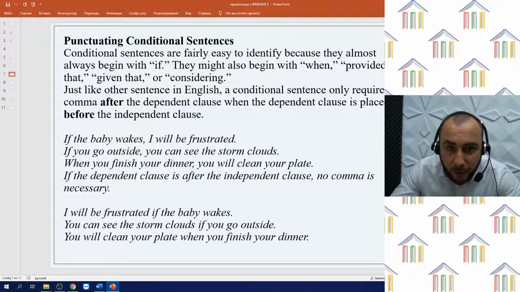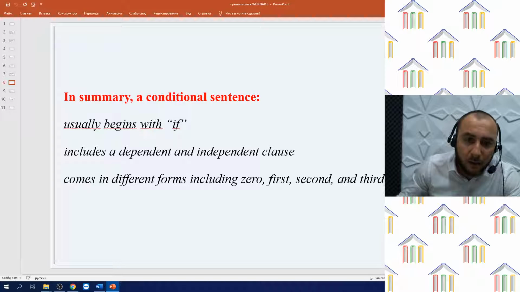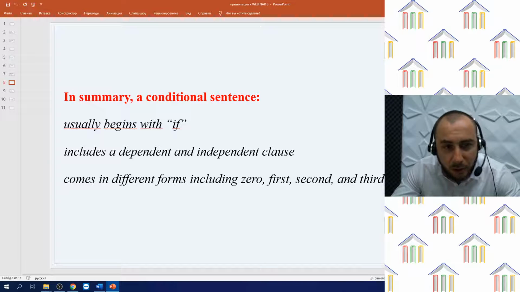If the dependent clause is after the independent clause, no comma is necessary. Actually, it's not an example, it is a statement. Now let's look at the examples. I will be frustrated if the baby wakes. You can see the storm clouds if you go outside. You will clean your plate when you finish your dinner. So in summary, a conditional sentence usually begins with if, includes a dependent and independent clause, comes in different forms including zero, first, second, and third.